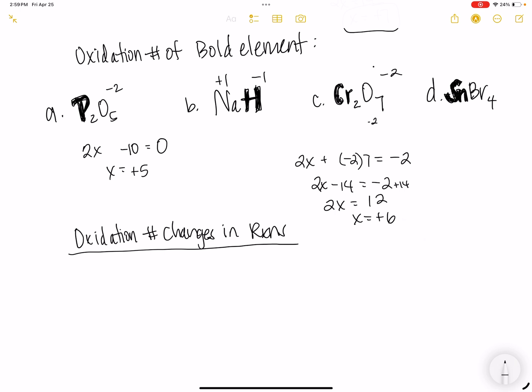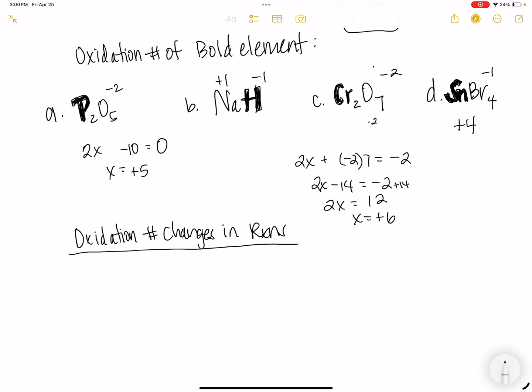And last but not least, the tin, SnBr4, looking for tin's oxidation number. This one's a little easier. Bromine's your most electronegative. Bromine will carry the -1 oxidation number, but I have 4 of them, so I have -4 with 1 tin, so tin will be a +4 because the sum has to be 0.